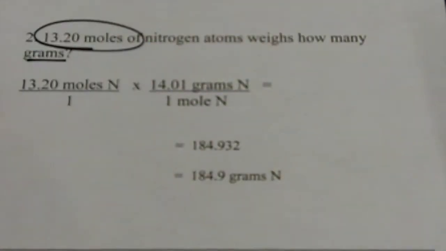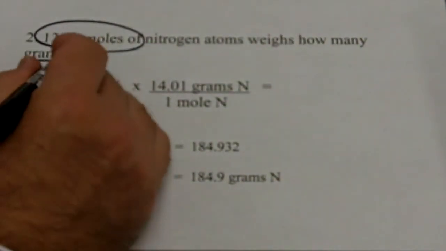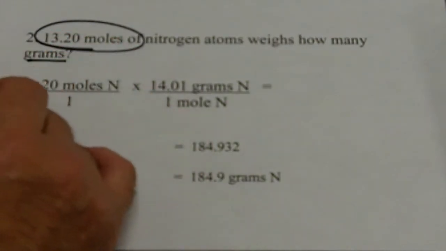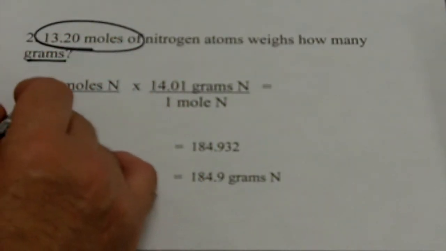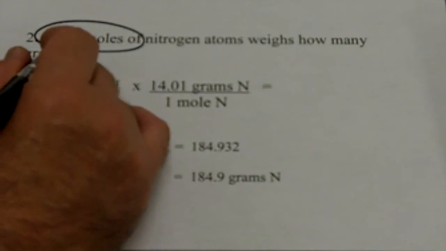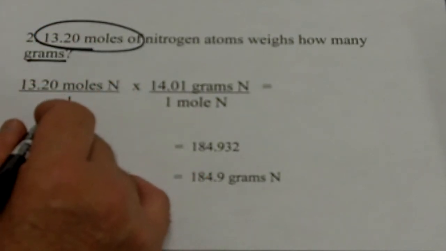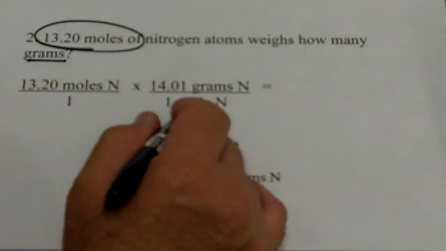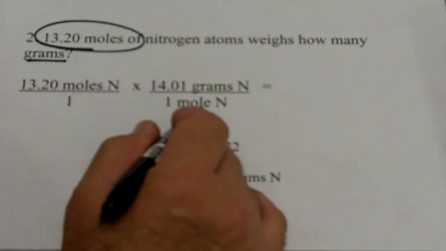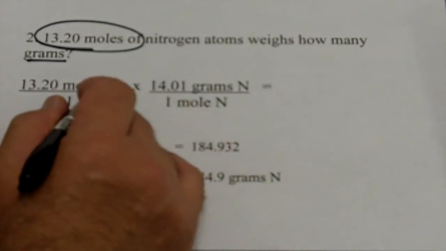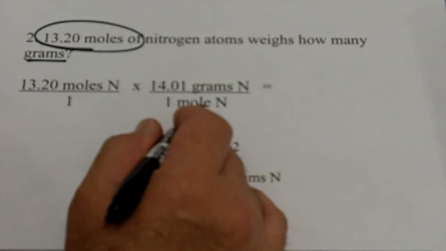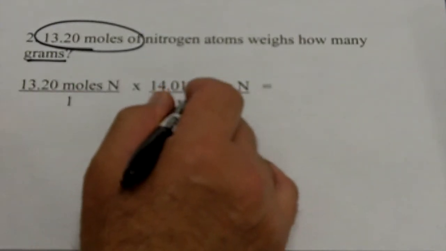I'm looking for mass. So I'm going to take what I know, 13.20, and divide by 1. Don't take that 0 off, it's significant. 13.20 moles of nitrogen divided by 1. Whatever unit is there goes right there, just the unit, not the number. Moles of nitrogen here, moles of nitrogen there, and whatever I'm looking for goes right there. In this case, it's grams of nitrogen.